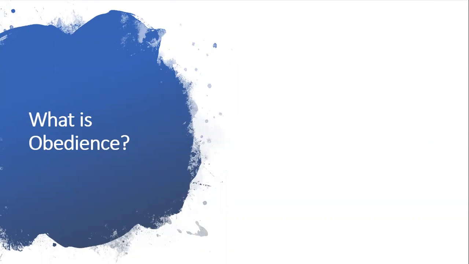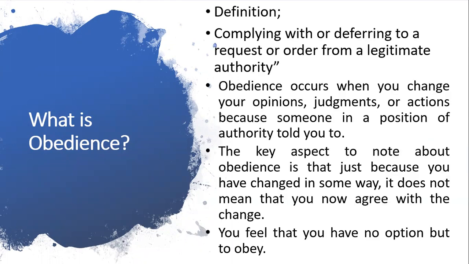We all know what it is because we all do it to a certain degree, but we need to know how to define it. So our definition of obedience is complying with, and please note, complying isn't conformity here, complying with or deferring to a request or an order from a legitimate authority. That means we're carrying out an instruction from a person we believe has a higher status than us. They are legitimate. So obedience occurs when you change your opinions, judgments, or action because someone in a position of authority told you to. So you've been given an instruction and then you are obeying that instruction.